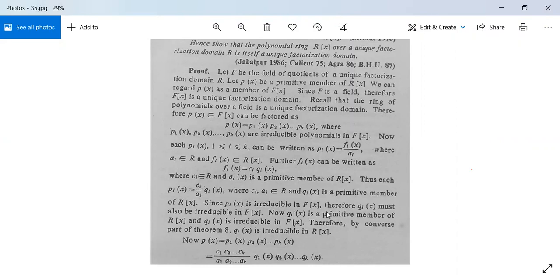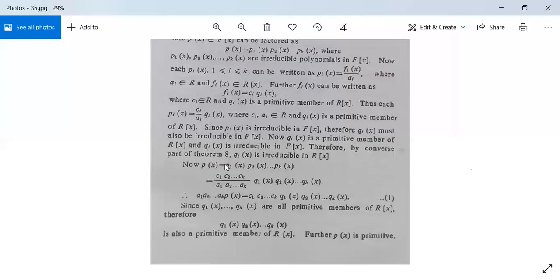Since pi(x) is irreducible in F[x], therefore qi(x) is also irreducible in F[x]. Why? Because pi(x) is equal to ci by ai into qi(x), and pi is irreducible, so qi(x) will also be irreducible. Now qi(x) is a primitive member of R[x], and it is irreducible in F[x]. Therefore, qi(x) is irreducible in R[x]. We have seen it in our earlier theorem. Now p(x) is equal to p1(x), p2(x), ..., pk(x). So substitute the values of p1, p2, ..., pk. It will be c1 by a1 q1(x), c2 by a2 q2(x), and so on, ck by ak qk(x). And this is equal to c1, c2, ..., ck over a1, a2, ..., ak into q1(x), q2(x), ..., qk(x).